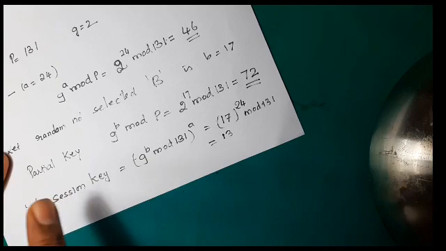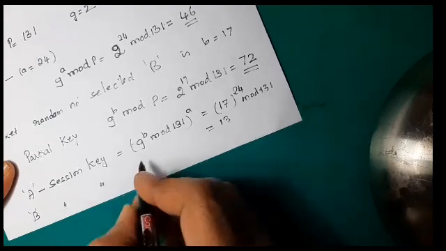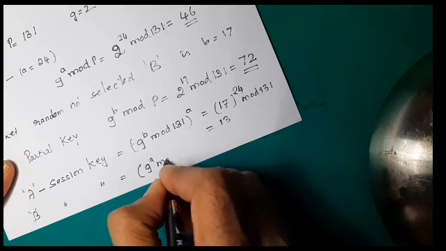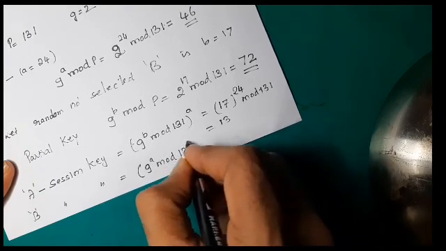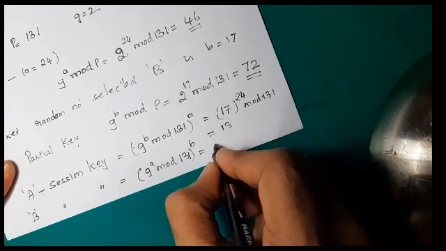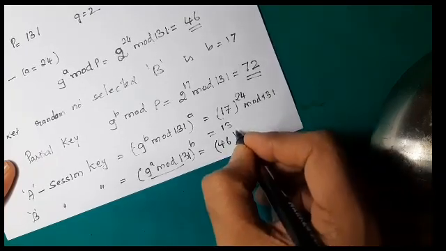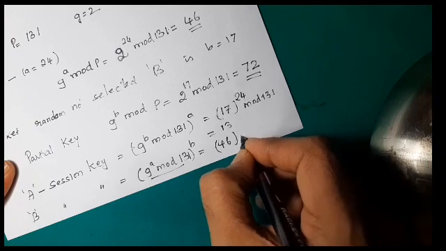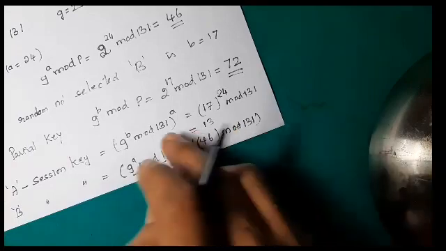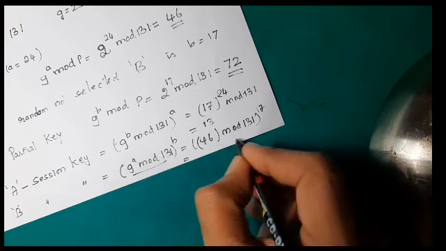And at the receiving side, at B's end, B calculates the session key as follows. That is equal to g raised to a mod 131, raised to b. That is equal to 46. This value is 46, already we have calculated it, raised to b, 46 mod 131 raised to the value of b, which is 17. This in turn leads to 13.